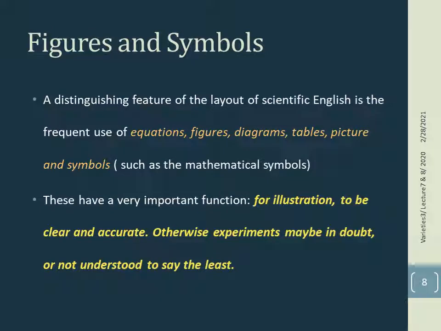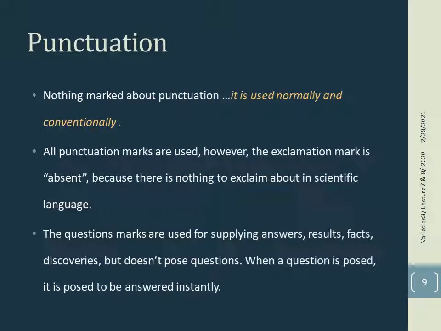A distinguishing feature of the layout of scientific English is the frequent use of equations, figures, diagrams, tables, pictures, and symbols, such as the mathematical symbols. Now, these have a very important function. First, for illustration to be clear and accurate. Otherwise, experiments may be in doubt or not understood, to say the least. So they have to support their text by means of equations, figures, diagrams, charts, tables, pictures, illustrations, symbols, and so on.